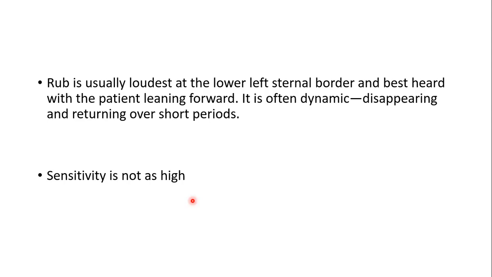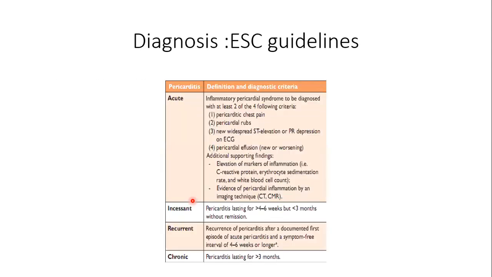It is often dynamic, disappearing and returning over short intervals, and the sensitivity is not very high. Okay, so to make an assessment of pericarditis, we have acute pericarditis, incessant pericarditis, and recurrent and chronic pericarditis. To diagnose acute pericarditis, an inflammatory pericardial syndrome, at least 2 of the following criteria are needed.